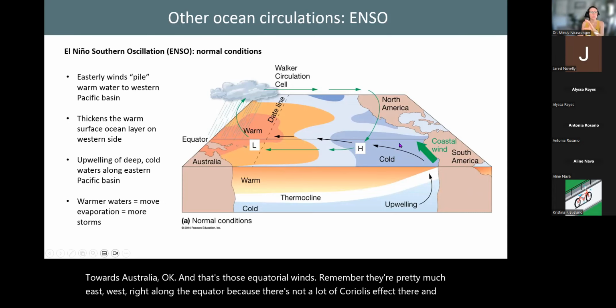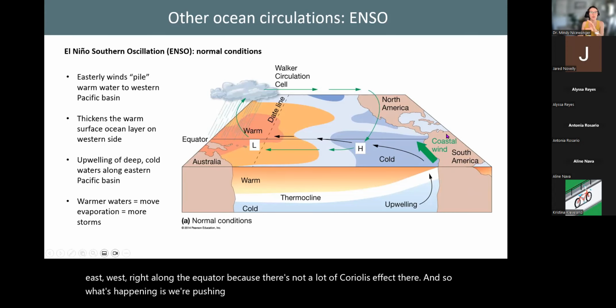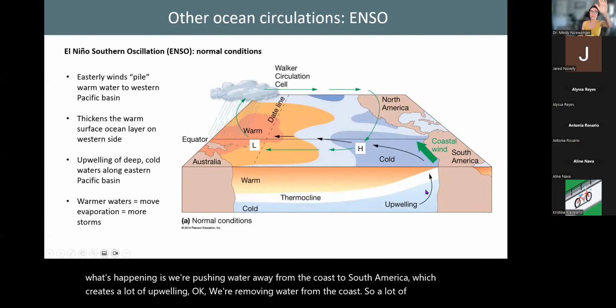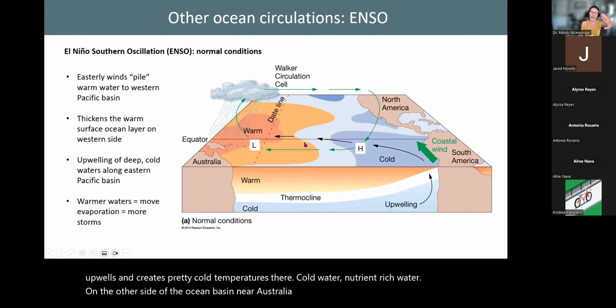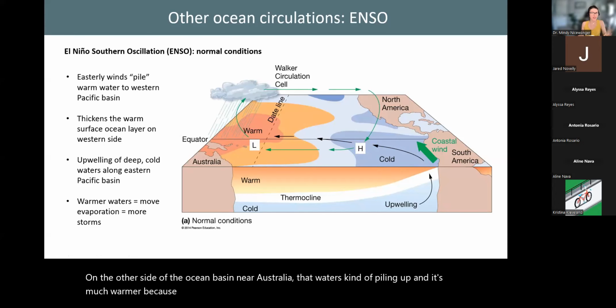And so what's happening is we're pushing water away from the coast of South America, which creates a lot of upwelling. We're removing water from the coast, so a lot of cold water upwells and creates pretty cold temperatures there. Cold water, nutrient-rich water. On the other side of the ocean basin near Australia, that water's kind of piling up and it's much warmer because the equator's warm and we're not getting a lot of deep cold water coming up there at all.